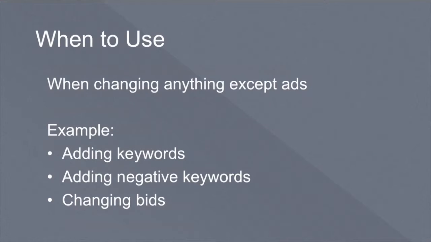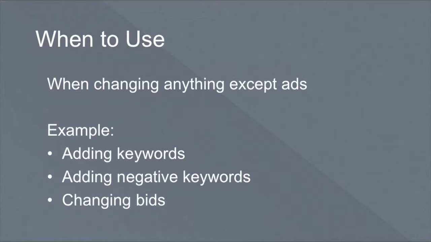So when do we use before and after tests? Essentially, we use them pretty much all the time. The only time that we don't really use them is when we're ad testing, and we're going to look at ad testing in a moment. So, for example, if we add a keyword, that's a really difficult thing to test simultaneously, so we have to test that before and after. We have a campaign before we added it, we have a campaign after we added it. What difference did adding that keyword make?